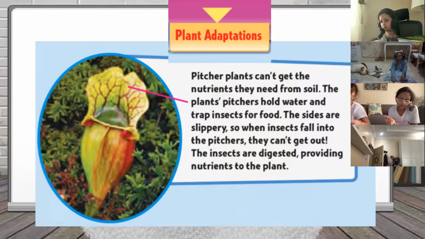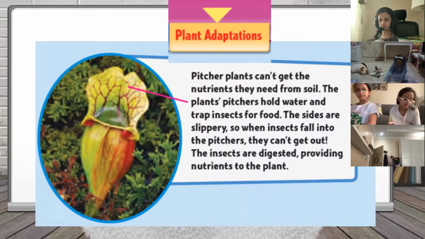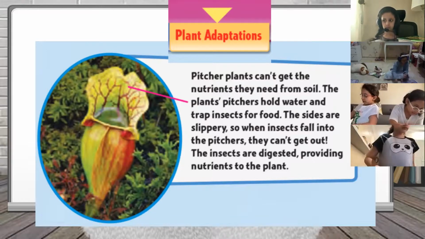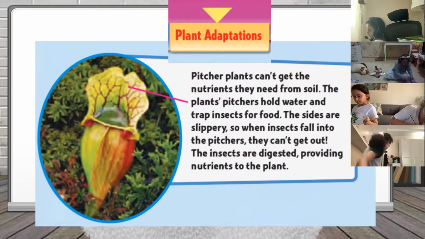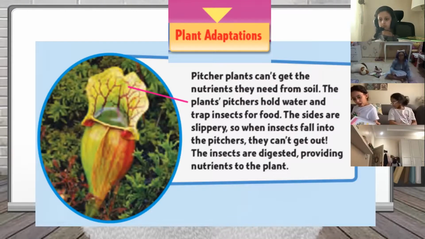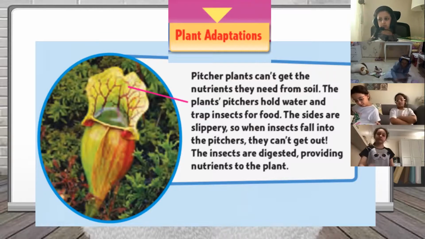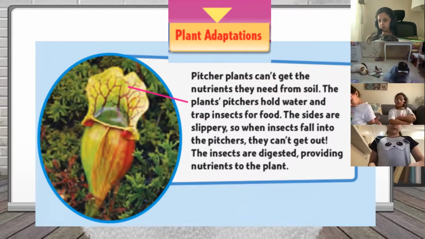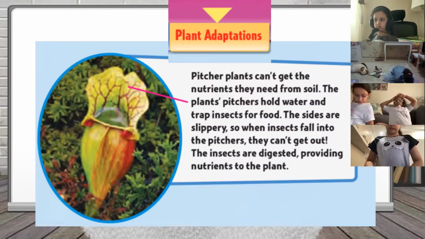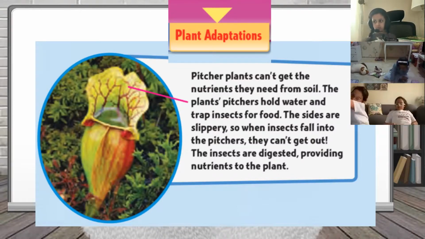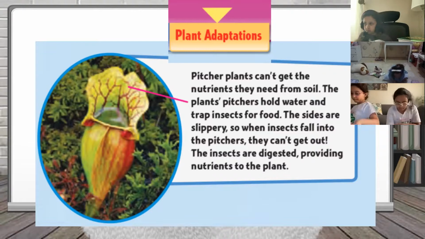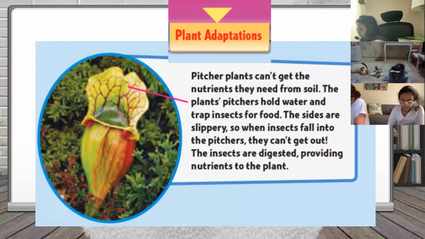Also, plants have adaptations, just like this pitcher plant. It can't get the nutrients that it needs from soil. So the pitcher plant holds water and traps insects for food. So they mimic the plants that have water for them, but they pretend to be harmless, but they are harmful. They can eat the insect that comes inside them to take water or whatever they want. So this is mimicry. So when an animal or plant is fooling others, making tricks for others, it is mimicry. So this plant pretends to be harmless, but it is harmful.